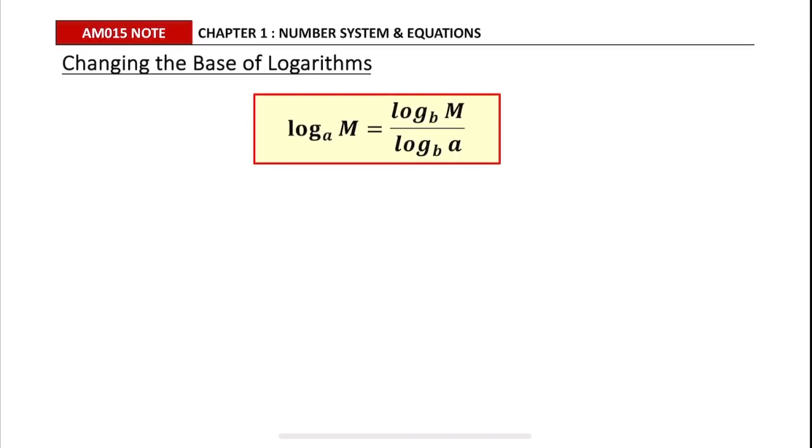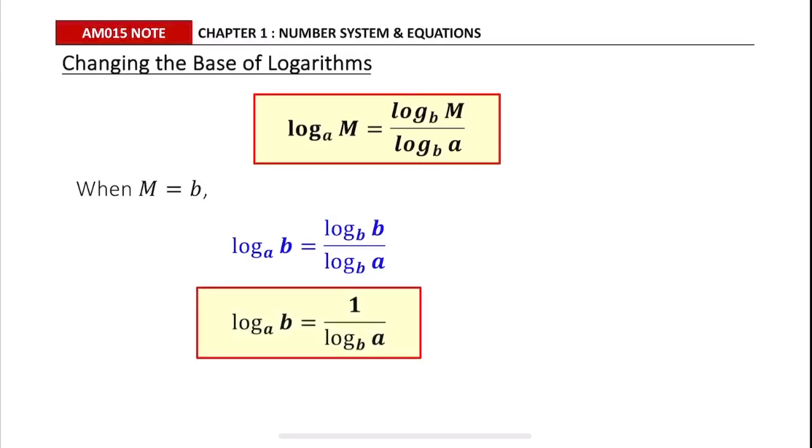In a special case, when we substitute m with b, the formula will become like this. We know that log base b of b is equal to 1, so we get this new formula. This means that when we want to change the base of a logarithm to be the same as the argument, then the numerator must be 1.